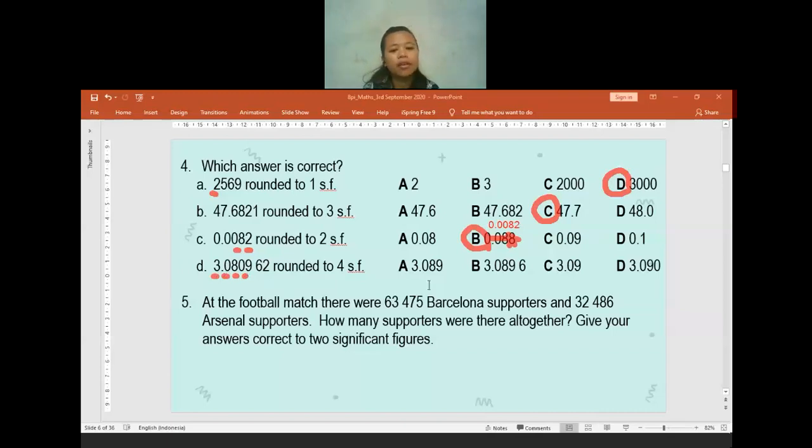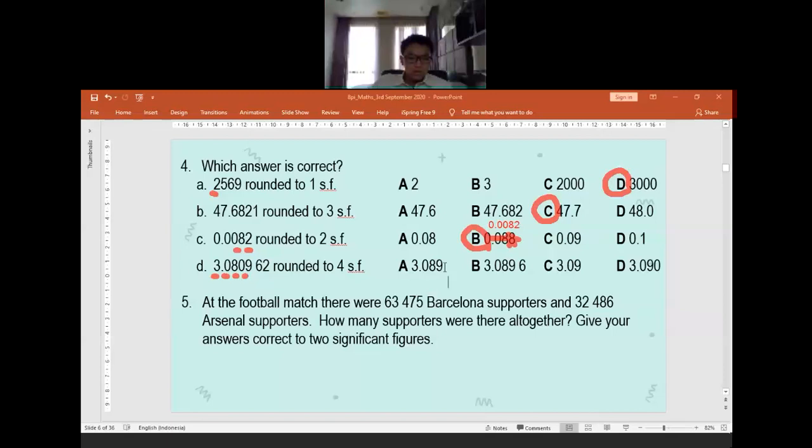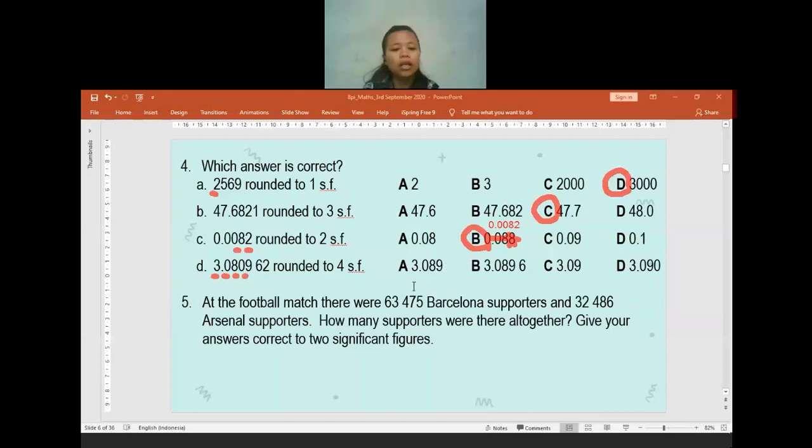Okay then, which one should we choose? The A or the B? Let me put in A. So the A, it has to be 3.081. This is the correct answer. Sorry for so many typos that I made.